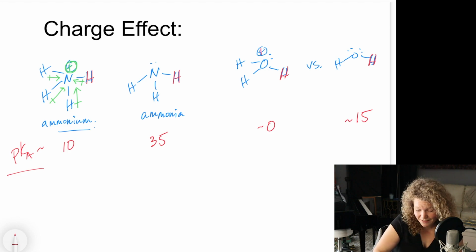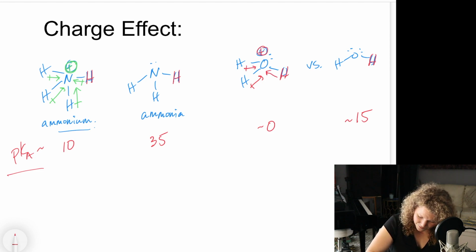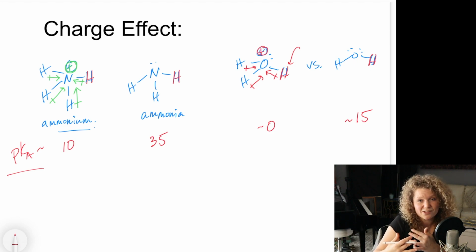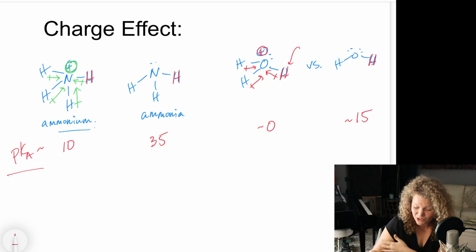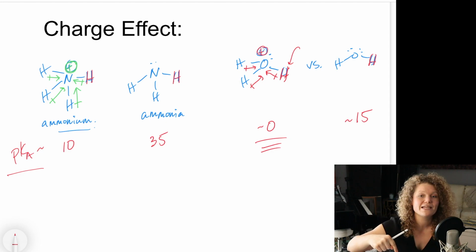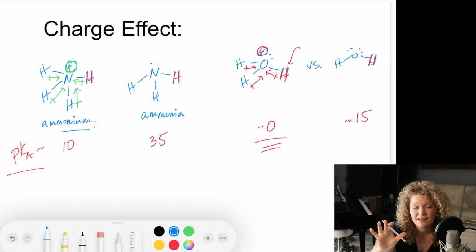So this positive charge on our oxygen is, again, creating this dipole moment. That means this proton here is easier to access. The electrons between the oxygen-hydrogen bond are closer to the oxygen, so it's easier for it to be removed. That's why it has a lower pKa and is more acidic. Now, this effect is less important than the element effect, which is the most important one.